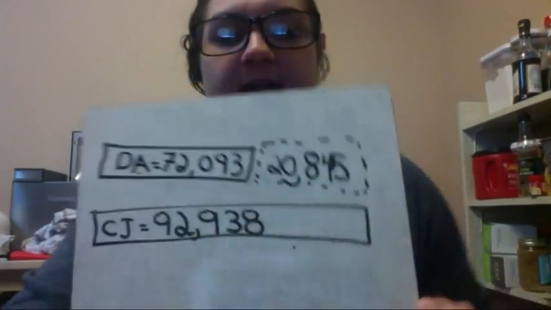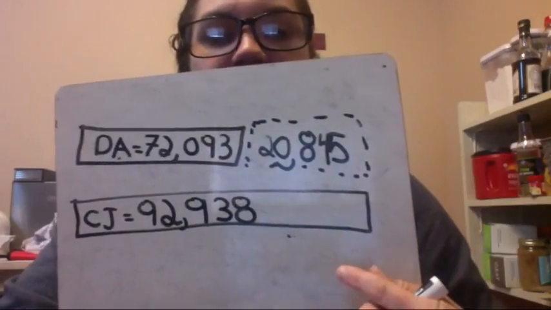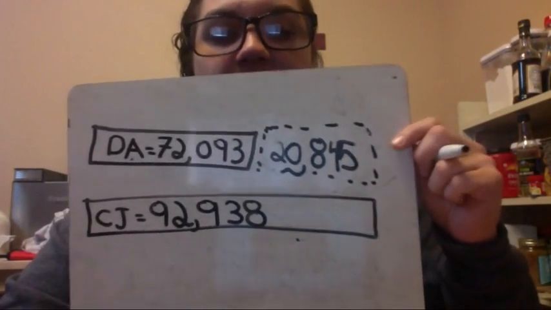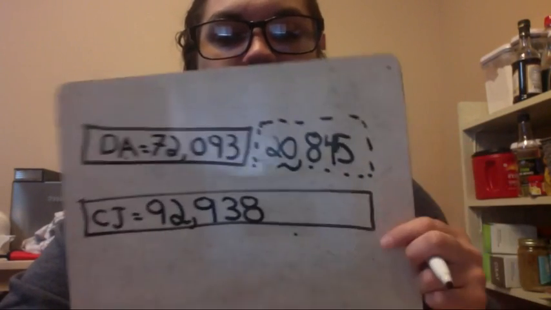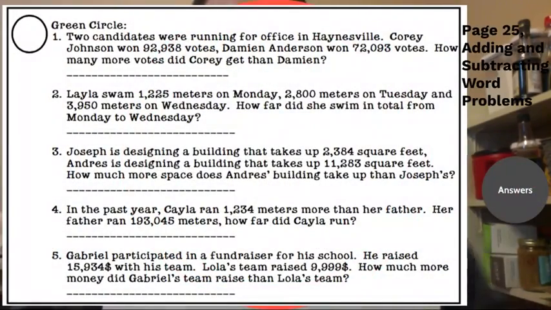So now my answer to this is 20,845. Just as a reminder, I can always figure this out. Let me fill this in. So how could I double check my answer? If I add this number plus this number, I should get this number. So Damian got 20,845 fewer votes than Corey. Let's take a look at the rest of our answer keys.